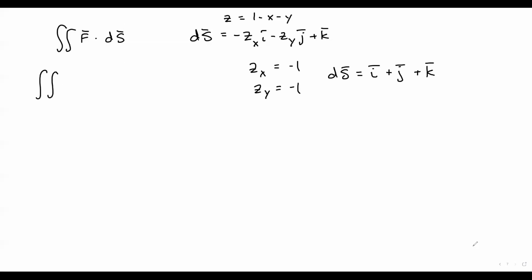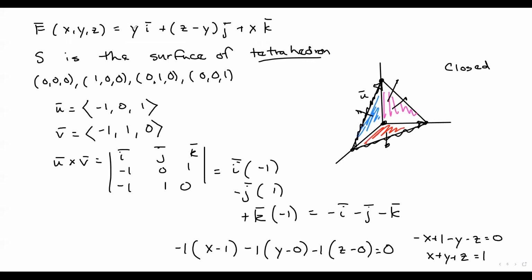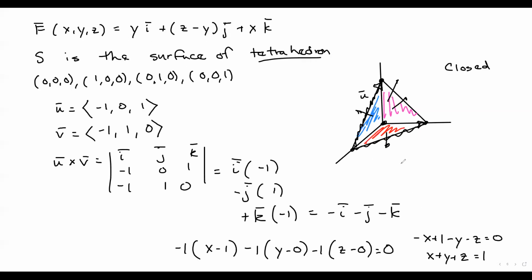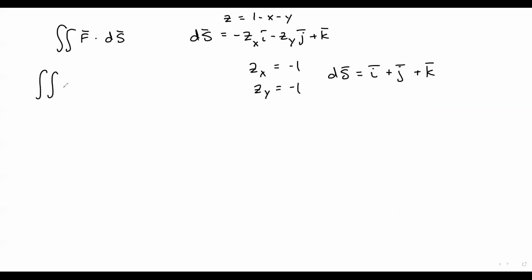And then we need to figure out F. All right, what's F? F is this. When you substitute F into your double integral, you need to have only 2 variables. To get down to 2 variables, replace whichever variable your surface is defined in terms of. Our surface is defined in terms of z, so we want to replace z's with 1 minus x minus y. So y is fine, don't replace that one. We're going to have y i.